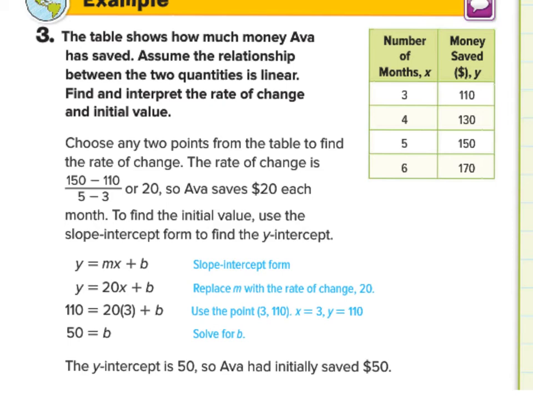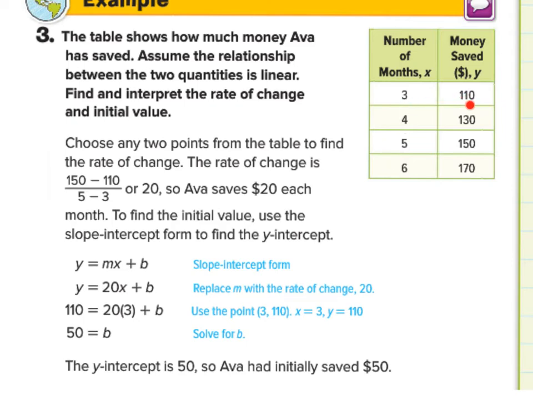Okay, now we have example 3. The table shows how much money Ava has saved. Assume the relationship between the two quantities is linear. Find and interpret the rate of change and initial value. Here we have number of months is x. So 3, 4, 5, 6.